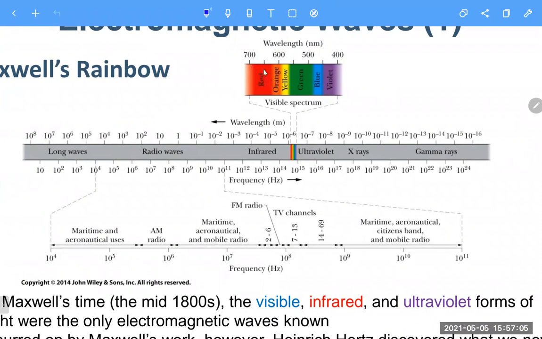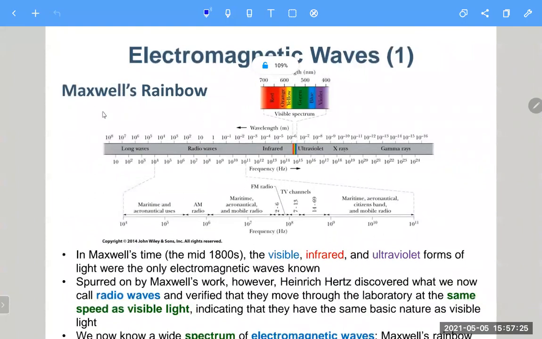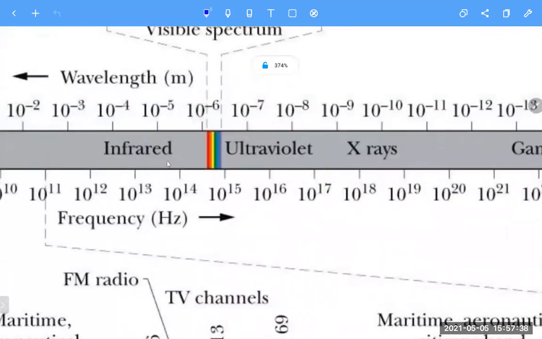with the order of the wavelength. For the red color, it has the longest wavelength, and for the violet, it has the shortest wavelength for the visible light. And for the whole axis, all of them are EM wave. Only this part is visible by human eyes. Out of this range, this is infrared, in Chinese 红外线, and this part is ultraviolet, 紫外线.